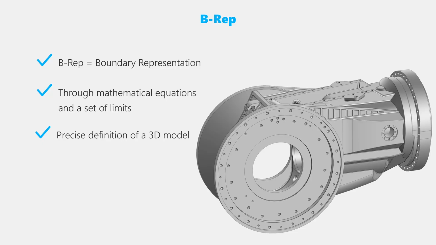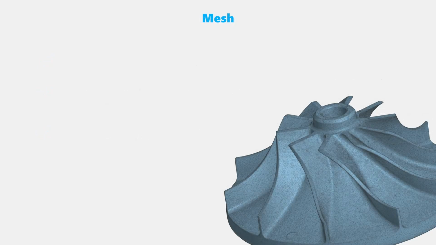However, B-rep is compute-intensive and it's not always available. For instance, in reverse engineering workflows such as 3D scanning. Even though the model is stored as a B-rep internally, what you see on the screen is typically a visual approximation. And that's where meshes come in. Rendering engines convert B-rep geometry into triangular meshes for display.